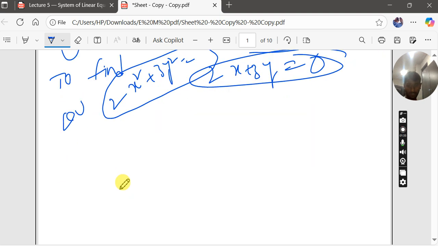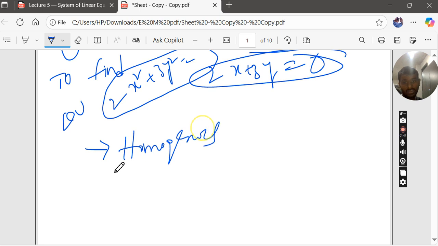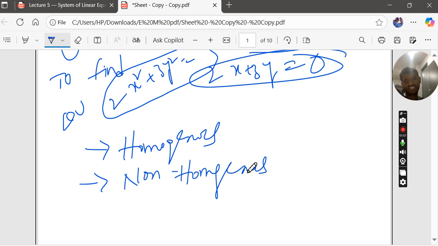Before going to that, there will be a solution set. There are two types majorly: one is homogeneous, another one is non-homogeneous. In homogeneous and non-homogeneous, sometimes solutions will exist and sometimes solutions won't exist, and there will be infinitely many solutions, unique solution and trivial solutions. All those things will be there. So first I will make a tree diagram so that it will be simple to understand.